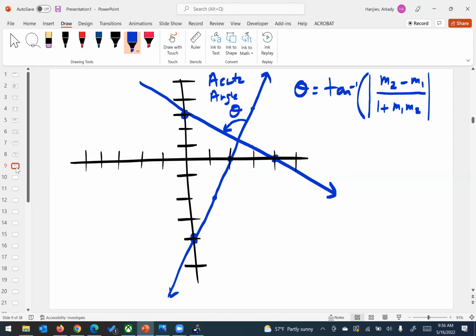Okay, so I guess we need to figure out some slopes here. Slope 1, slope 2, and eventually we drop the negative sign out of them anyways. So let's figure out our two slopes. Oh, absolute value. Ah, good.